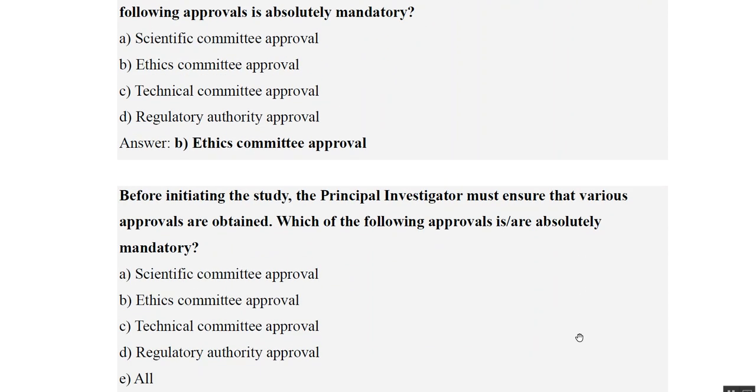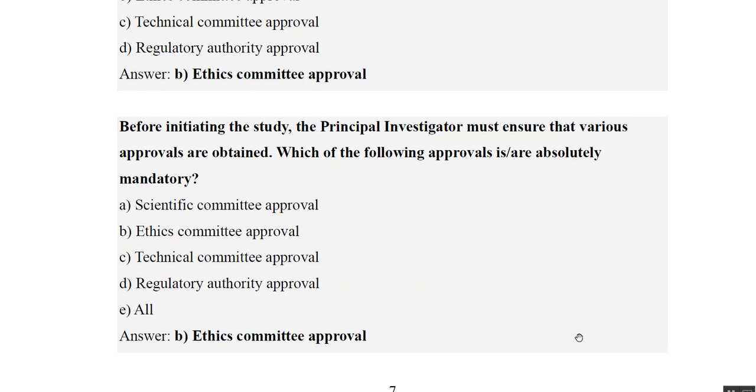Before initiating the study, the principal investigator must ensure that various approvals are obtained. Which of the following approvals is or are absolutely mandatory? Scientific, ethical, technical, and regulatory. So three reviews are always mandatory. So if you have the option of selecting all, go for that: scientific, ethical, and regulatory. But out of these three, if you have to choose only one, I would say that ethics committee approval.